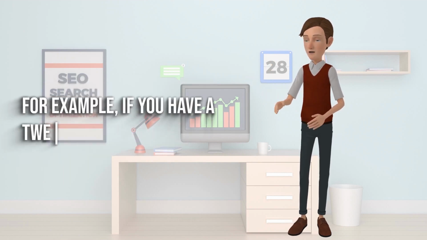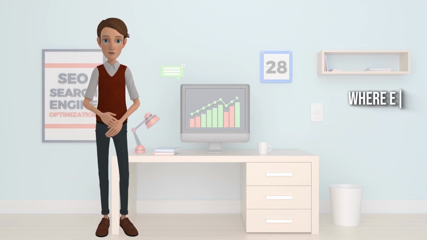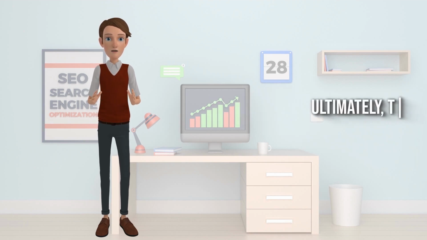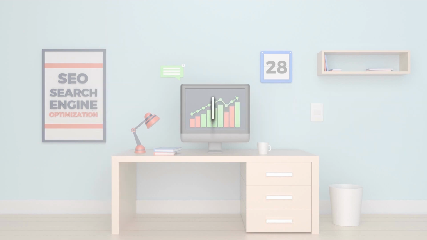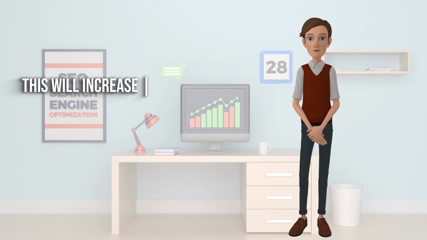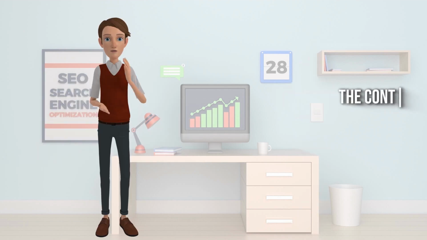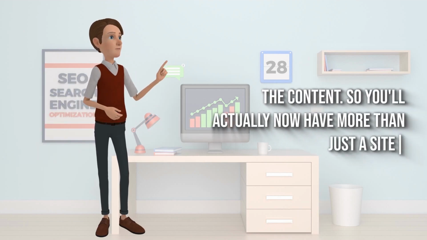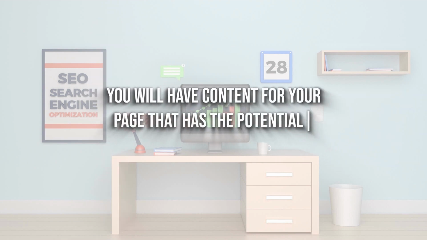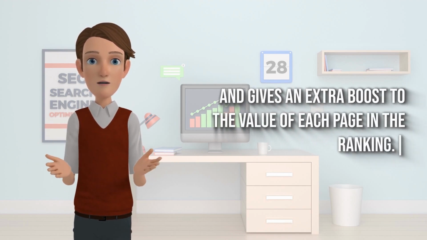For example, if you have a 20-page website, it would be ideal to create a sitemap where each page is represented by a title with a short description. Ultimately, the page may be a little long, but it will have content that search engines like to index. This will increase the relevance of the linked pages as the titles will accurately represent the content. So you'll actually now have more than just a sitemap. You will have content for your page that has the potential to get you a ranking and gives an extra boost to the value of each page in the ranking.